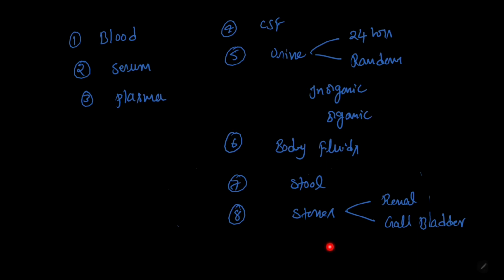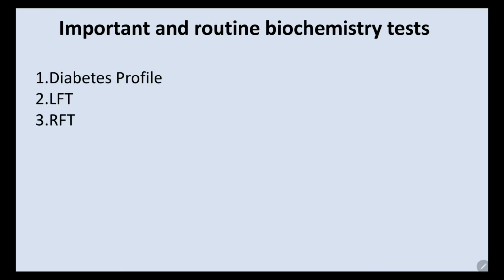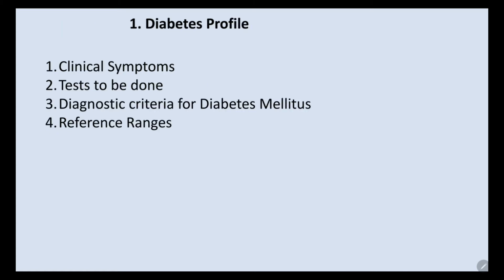Today I am going to talk about some important parameters that are analyzed using blood, serum and plasma, and I will talk about urine as well. Here I will talk about the important and routine biochemistry tests. I'll discuss the diabetic profile, that is diabetes mellitus, then liver function test and RFT, renal function test. Okay, first one is the diabetic profile. Mainly I will talk about diabetes mellitus, not diabetes insipidus.